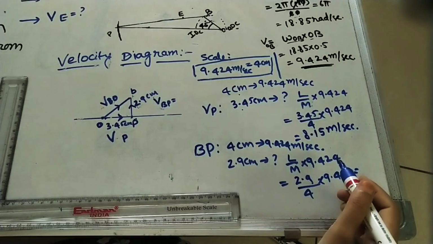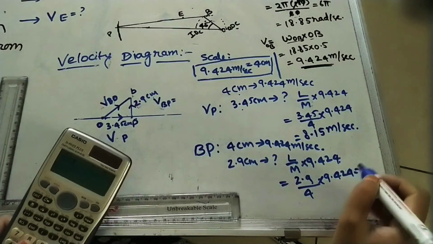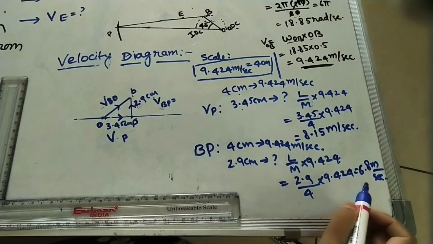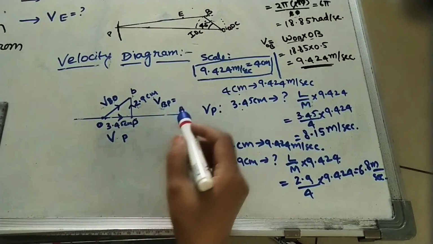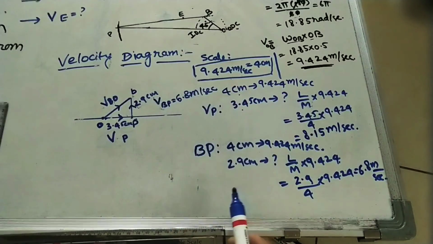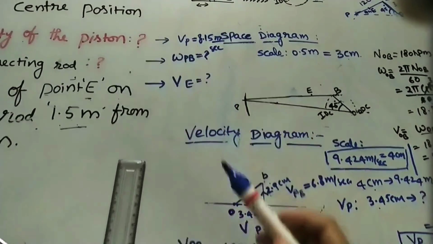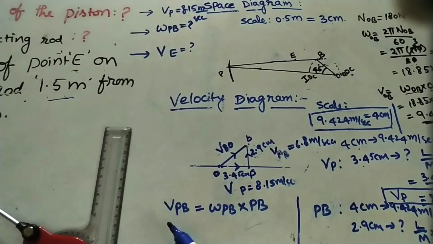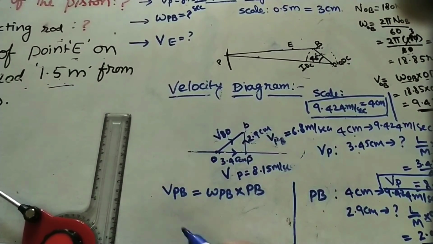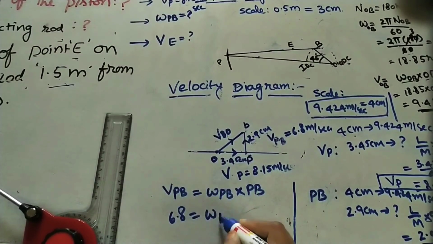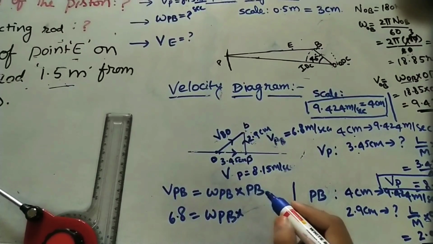6.8 meter per second. So this is the linear velocity VBP in meter per second. We need to find the angular velocity. For finding omega PB we have one equation: linear velocity is equal to angular velocity into the length of this link. As we know VPB, which we just calculated, is 6.8, equal to omega PB into the PB length.